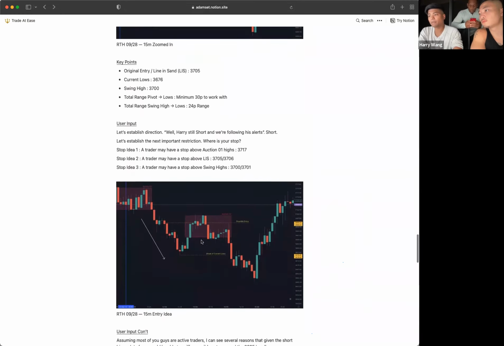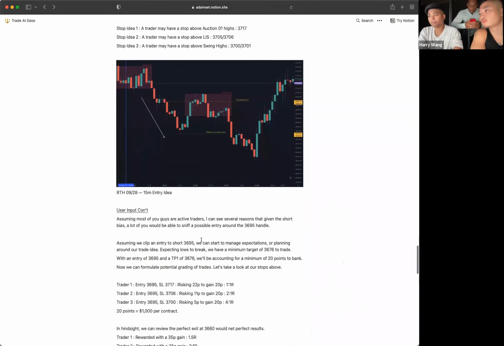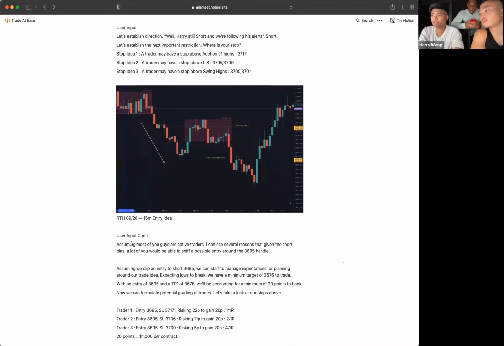Let's take a look at what that might look like. So assuming you guys are active traders, I can see several reasons given the short bias. A lot of you guys might be able to sniff a possible entry around the 36.95 entry. I'm not asking you to top tick. I'm not asking you to sell into the lows. It's just from a chart basis and price action. And I know for a fact order flow, it's reasonable to have you guys enter a position for a re-entry short at 36.95, right? There's plenty of reasons to come to a valid entry at the 95s.